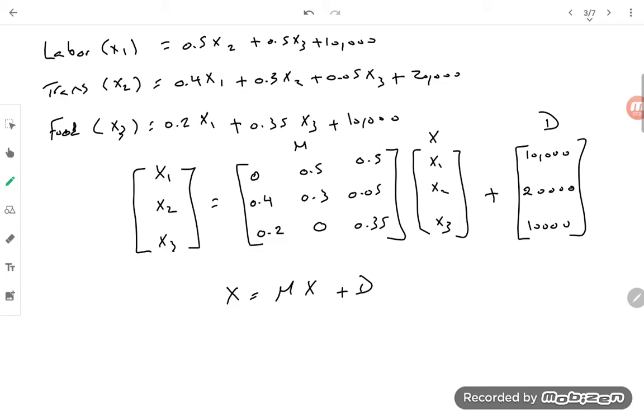If the required is to find the optimum value of x that should be produced of each one of the three commodities, we can write this equation as x minus mx equals d. We can take x as a common factor, so it is 1 minus m, but using matrix notation, instead of 1 we write I, the identity matrix, minus m, x equals d. There isn't division in matrix, it's inverse, so x equals the inverse of I minus m multiplied by d.